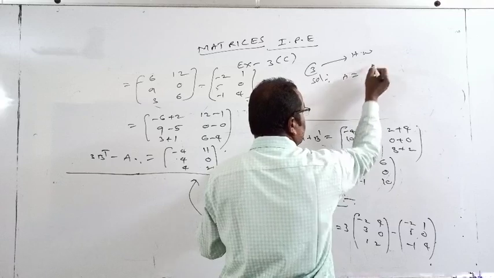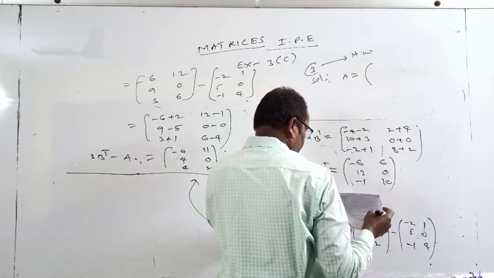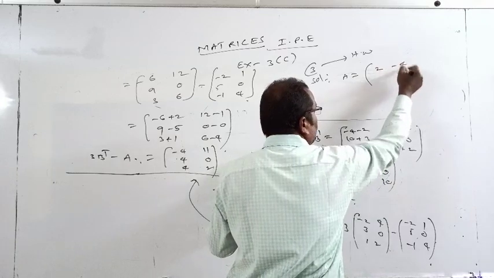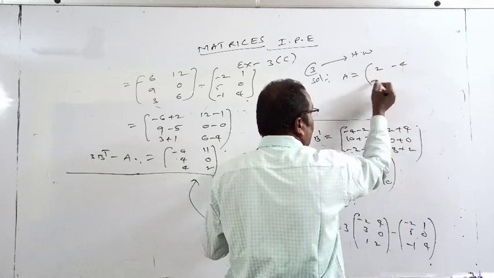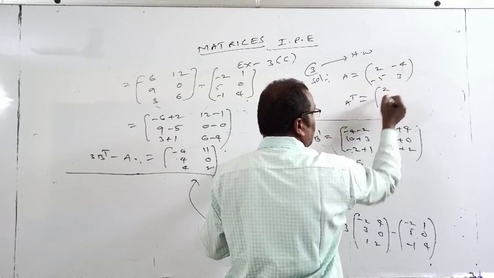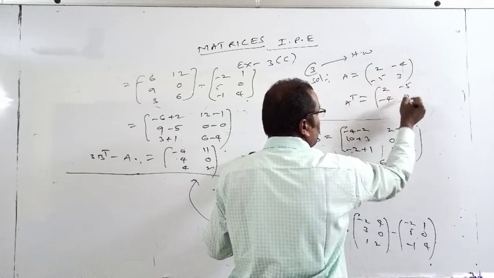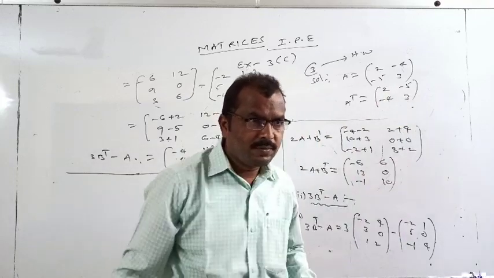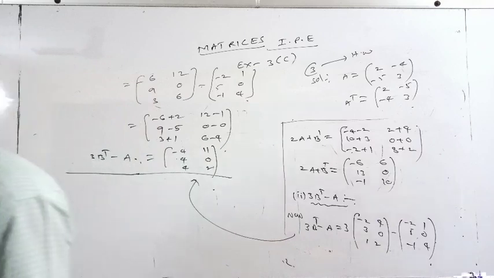So solution. So prepare A is equal to [2 -4; -5 3]. Now what is A transpose? Row into column: 2 minus 4 becomes a column. Now prepare A plus A transpose and A minus A transpose. You can do the problem.